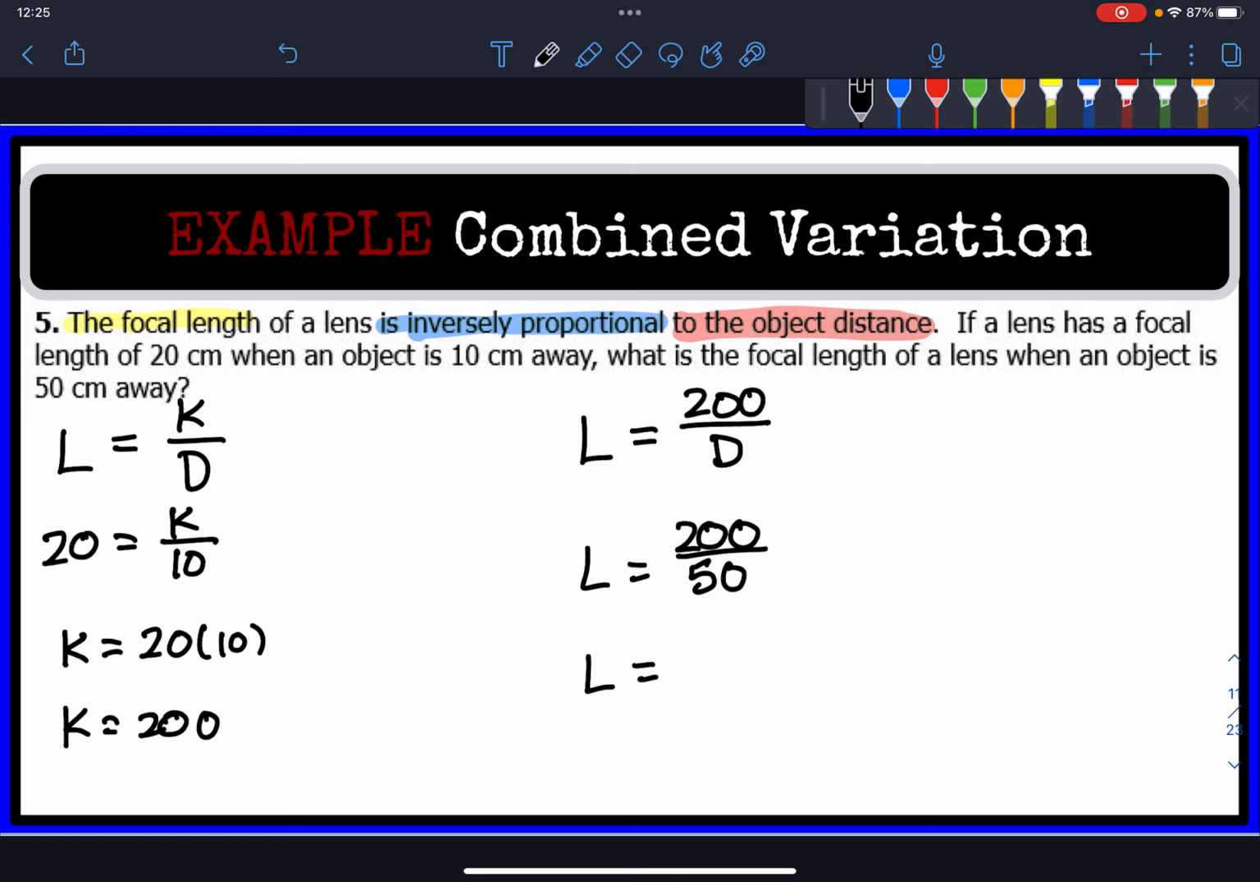That's going to equal 4. Yeah, 200 divided by 50 is equal to 4. So the length would have to be 4 centimeters.